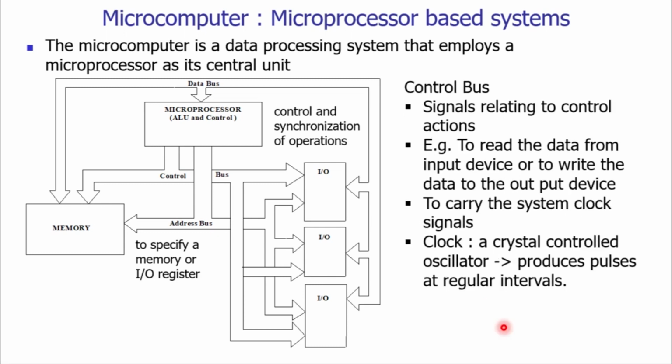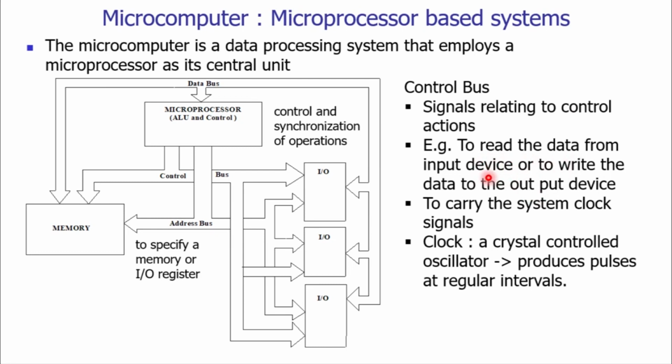The next type of bus is the control bus. The control bus is carrying the signals related to the control actions. So what may be the control action? Say, reading the data from the input device.